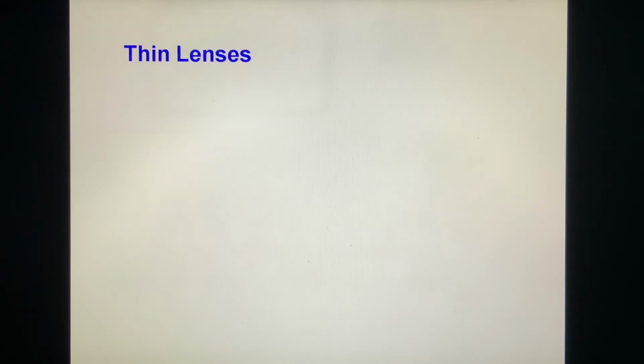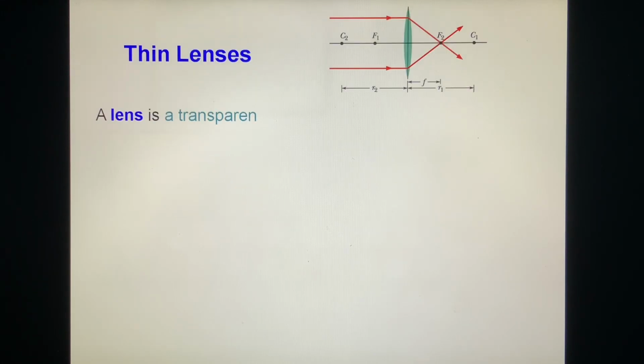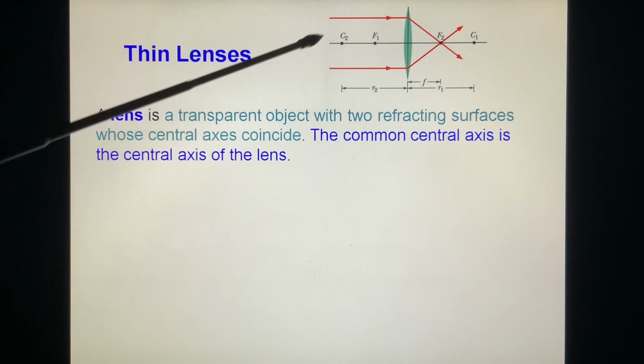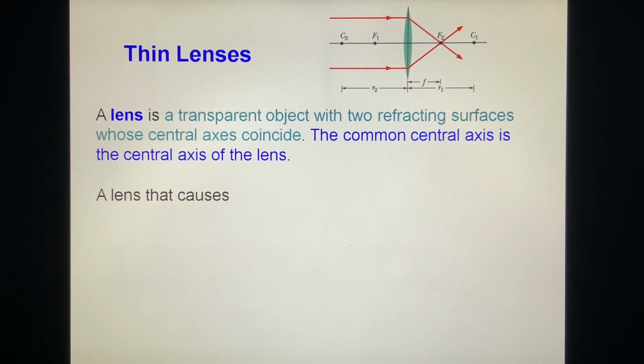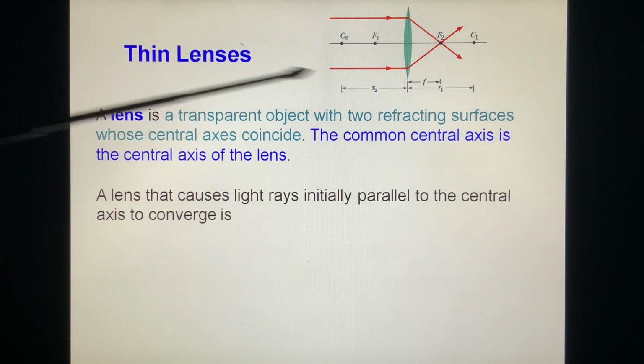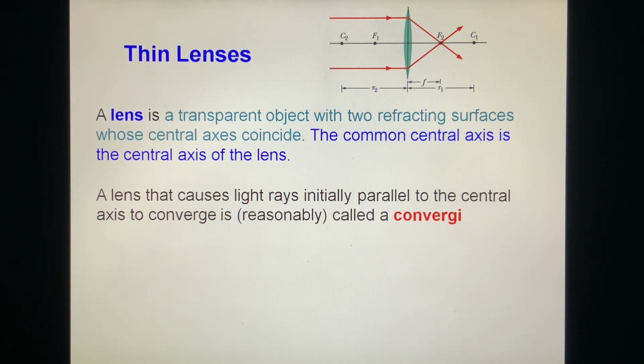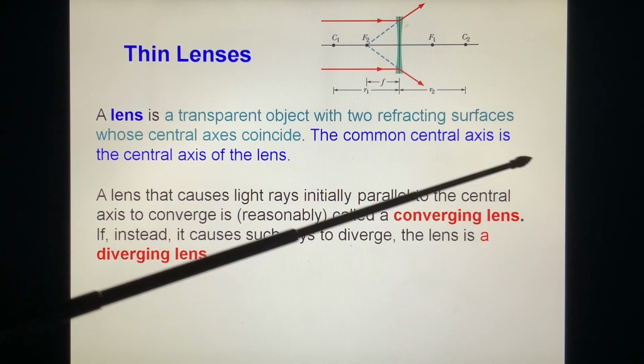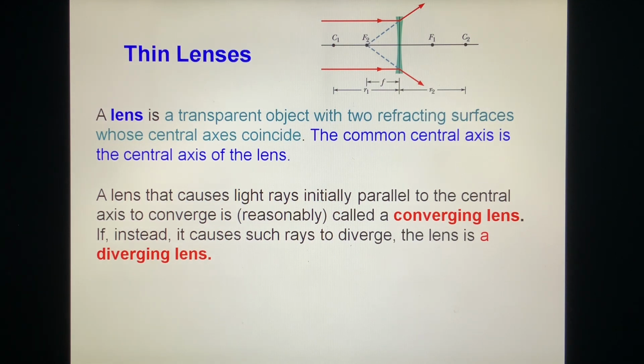Thin lenses. A lens is a transparent object with two refracting surfaces whose central axes coincide. The common central axis is the central axis of the lens. A lens that causes light rays initially parallel to the central axis to converge is called a converging lens. If instead it causes such rays to diverge, the lens is a diverging lens.